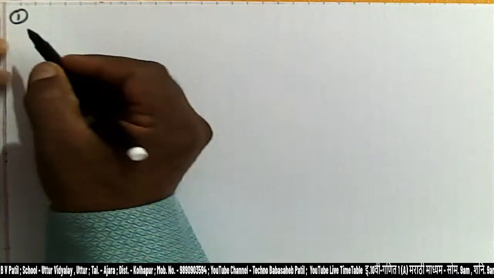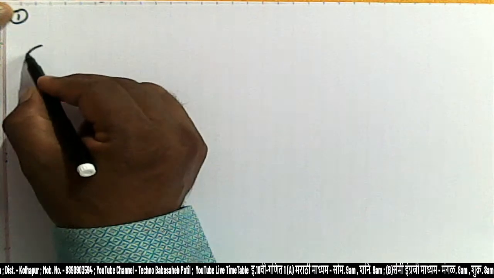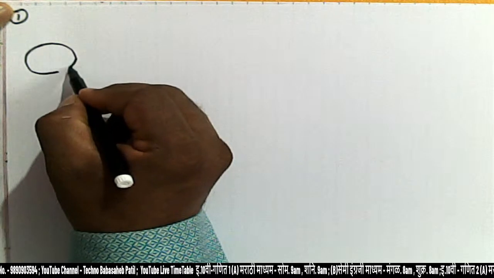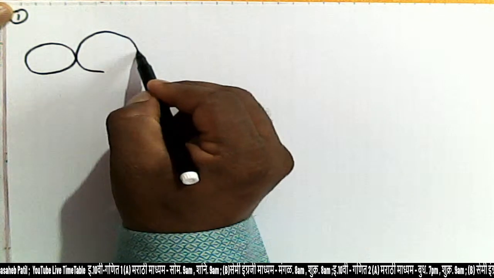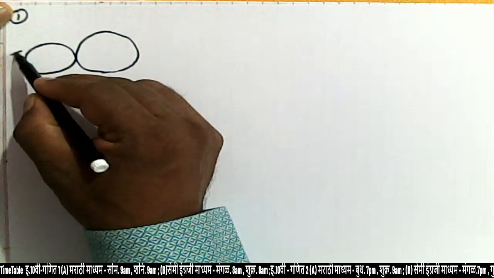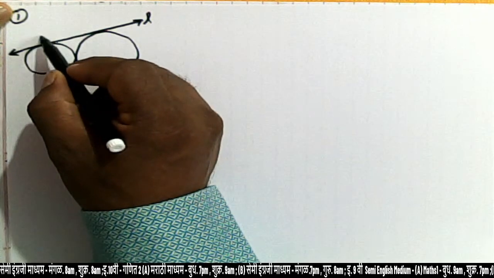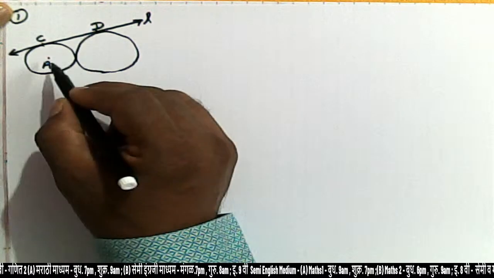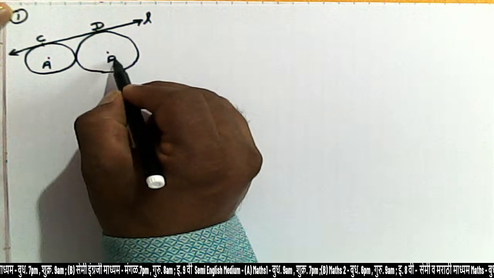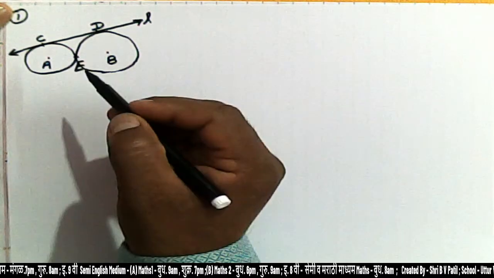Next example is a small circle and a big circle touching externally, and here a tangent to both circles, touching point C, and here the touching point is D. A is the center of the small circle and B is the center of the big circle. E is the touching point of both circles.